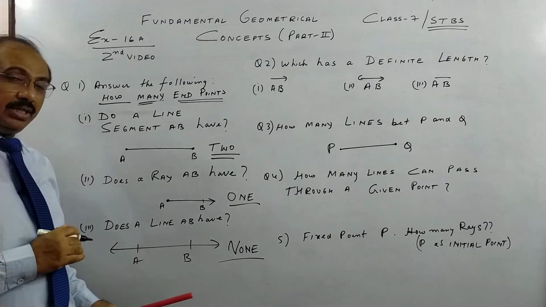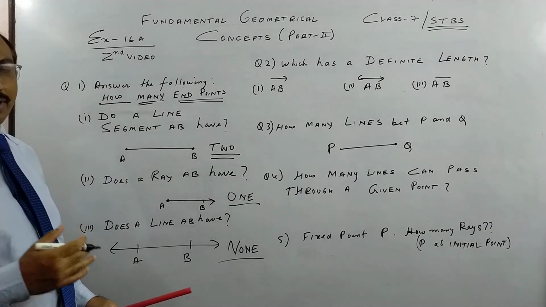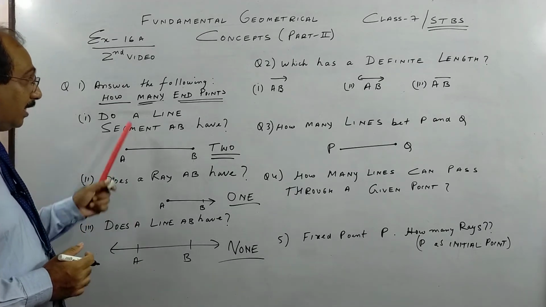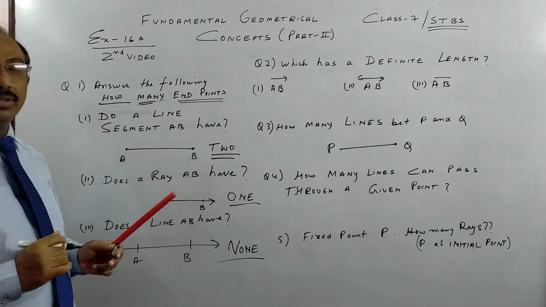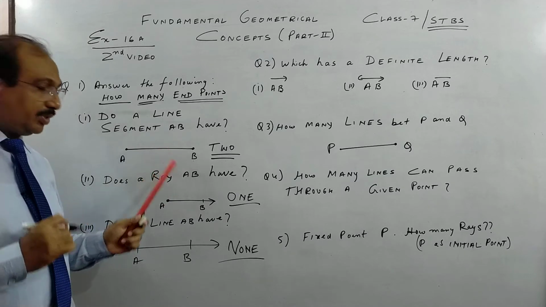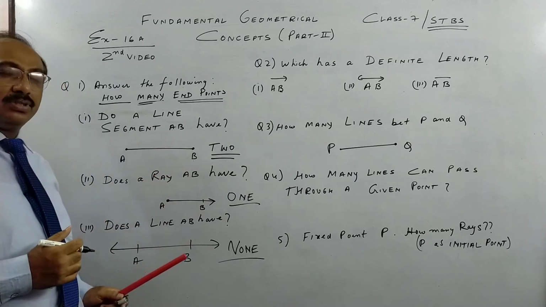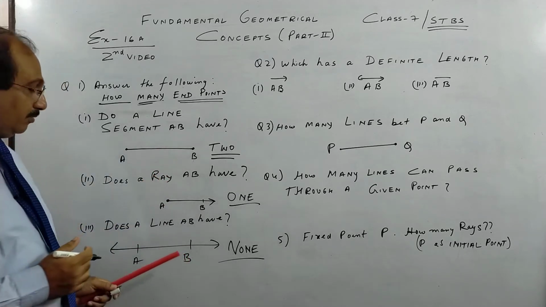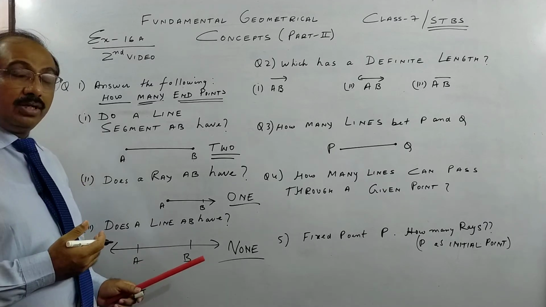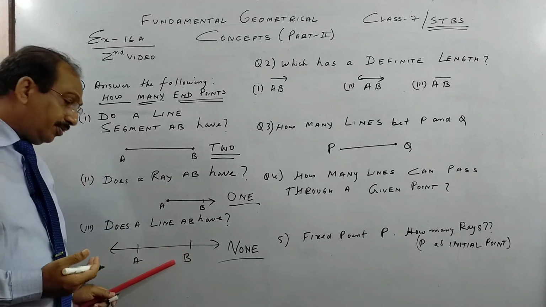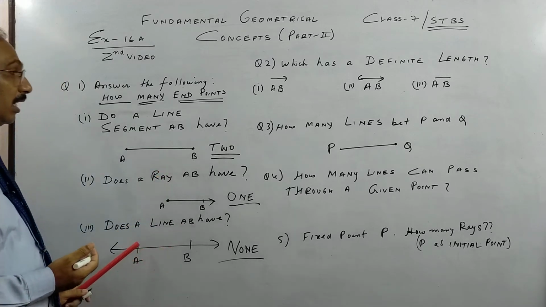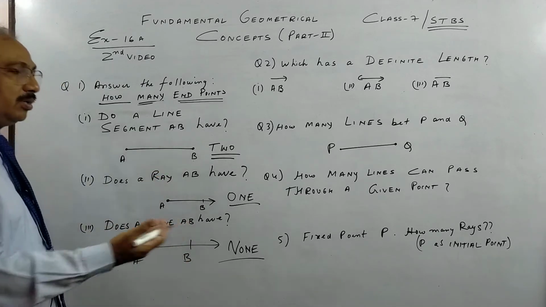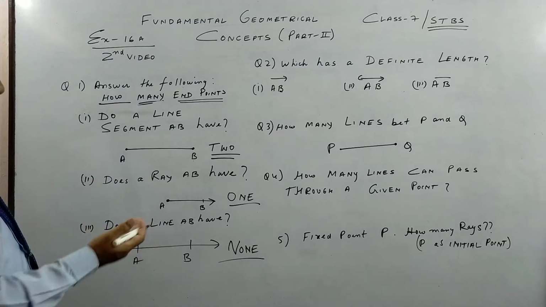So generally in everyday geometry, when we do maths, we think of a line segment as a line. If I say 5 centimeter, it is a line segment, it has a fixed length. So we say draw a line of 5 centimeter, but the better wording will be draw a line segment of 5 centimeter. Then it has a definite length, because a line does not have endpoints. It goes towards both ends indefinitely.